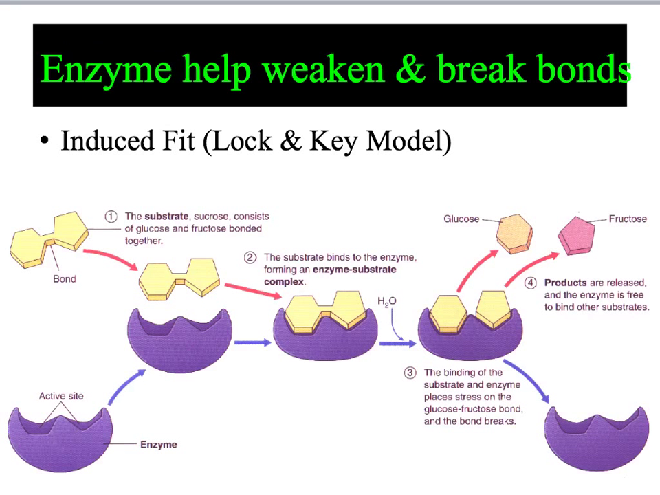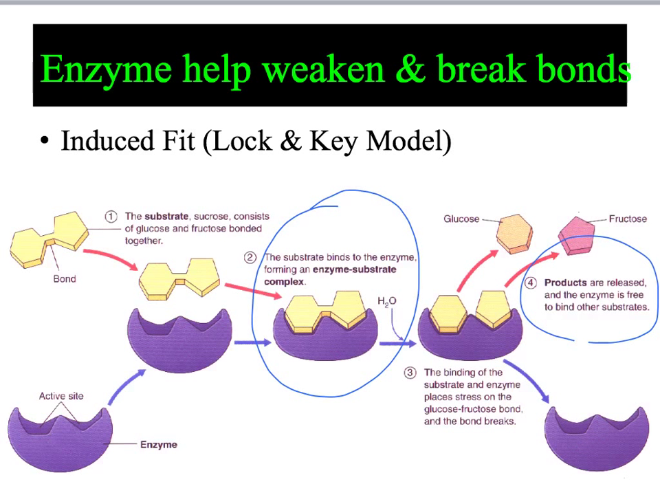Well, how does an enzyme really work? Notice that the enzyme is very particular of the substrate. They have to match. Once they bind together, they are called the enzyme substrate complex. Once the substrate is attached to the enzyme, the bonds will be weakened by the enzyme and will break. The products are released and the enzyme is free to bind to other substrates. Notice that the enzyme is not consumed or changed in any way by this chemical reaction.